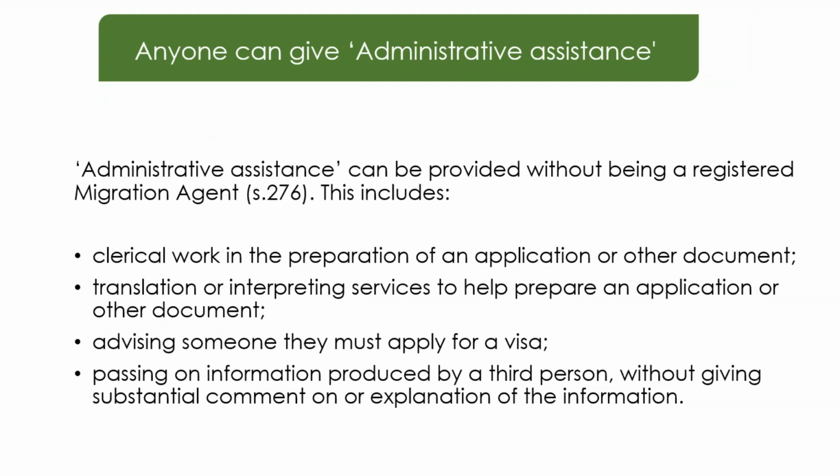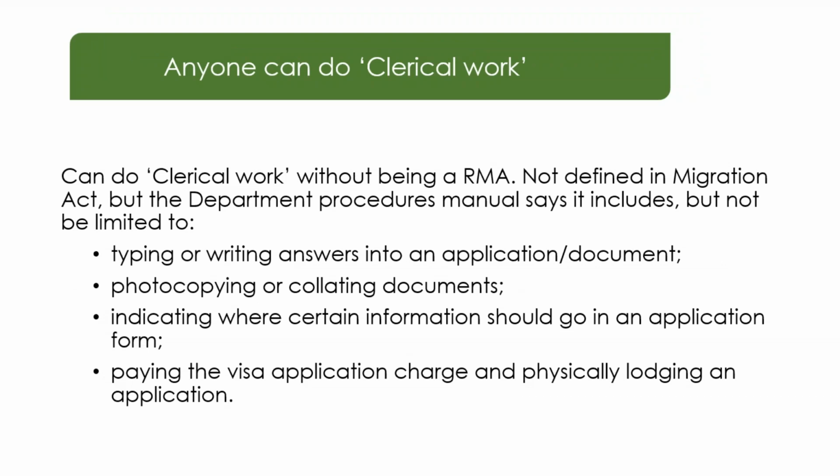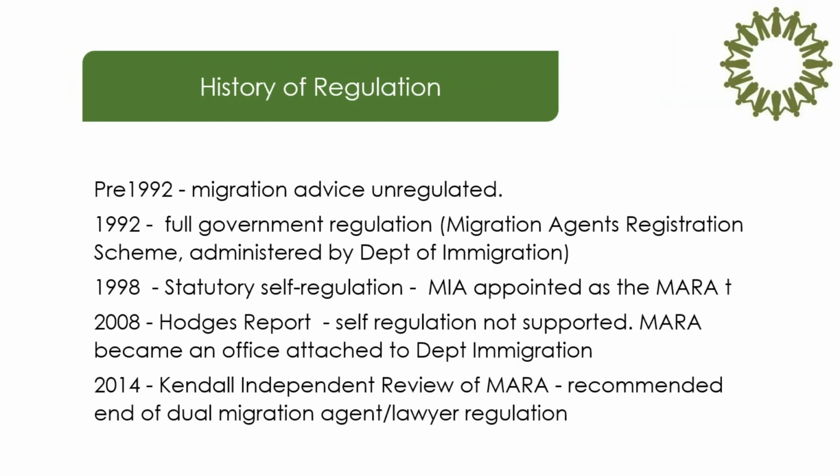Anyone can give administrative assistance. They don't need to be a migration agent. That includes clerical work, preparing an application, translation or interpreting services, advising someone they must apply for a visa, or passing on information provided by a third person without substantial comment or explanation of the information. Anyone can also do clerical work, which is things like typing answers into an application or other administrative tasks without being a registered migration agent.